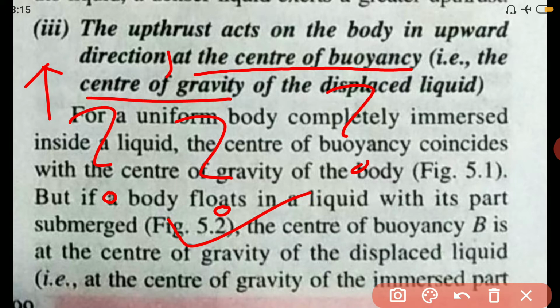Now we have the question, what is center of buoyancy? Now again they are telling us that the center of buoyancy is the center of gravity. Now again, what is this center of gravity of the displaced liquid? Now which displaced liquid? Okay, let us try to understand these few things first, then we can come to this point and try to understand the whole thing of this paragraph. Okay, let us go to the blank page now.